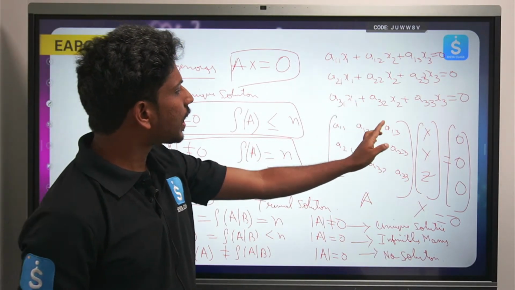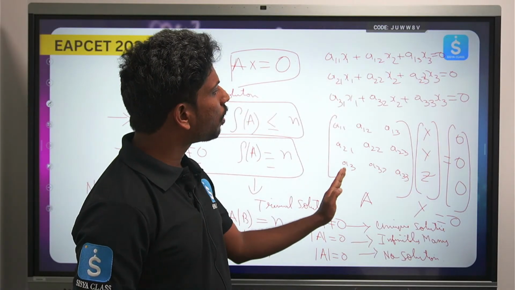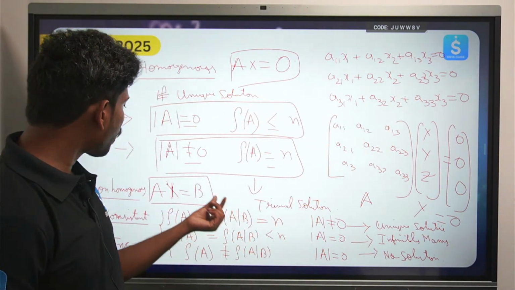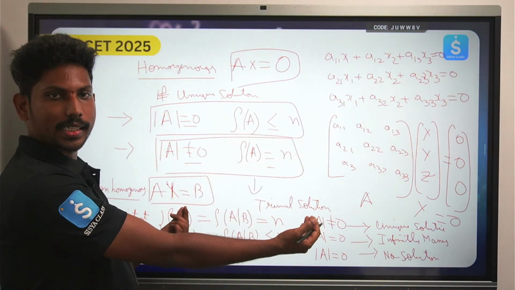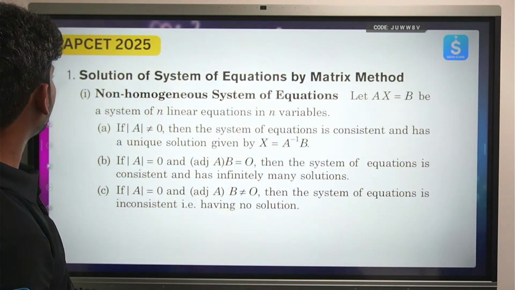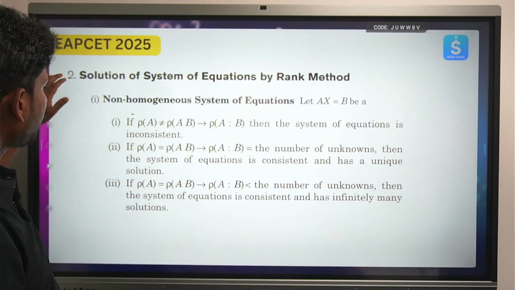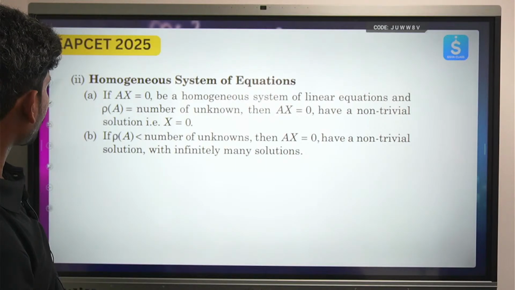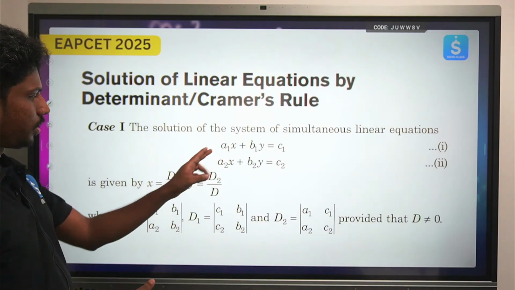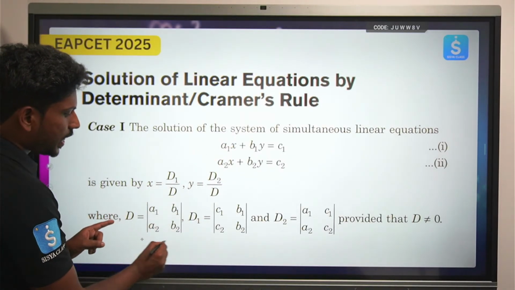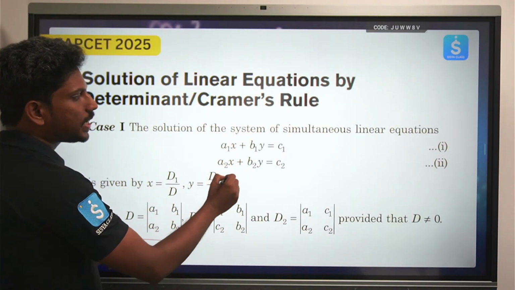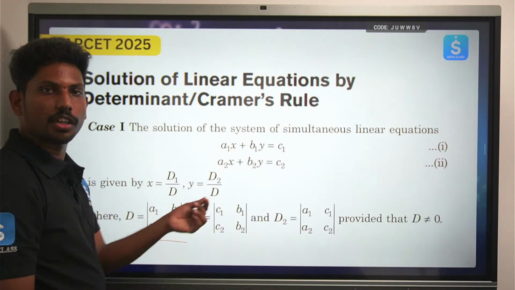Now when I try to interchange any one of the columns with any one of the constants on the right hand side, that will become delta 1, delta 2, delta 3. I will explain this clearly with a small example. So here is Cramer's rule. Look here, first, what is the term D? It is just the determinant of the coefficients of x and y.